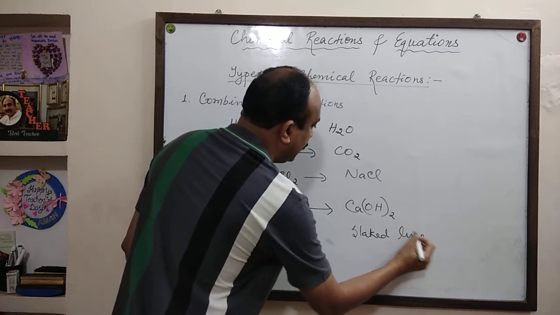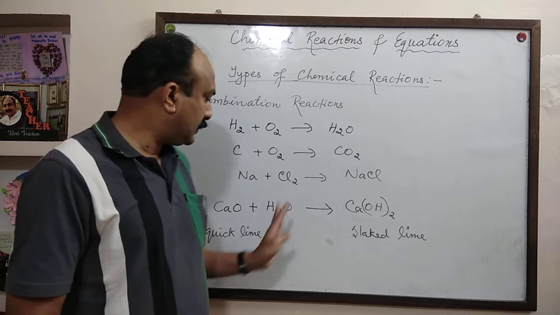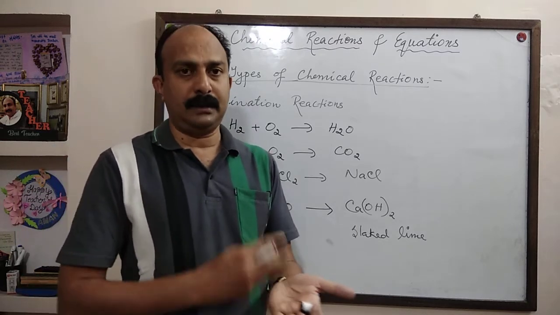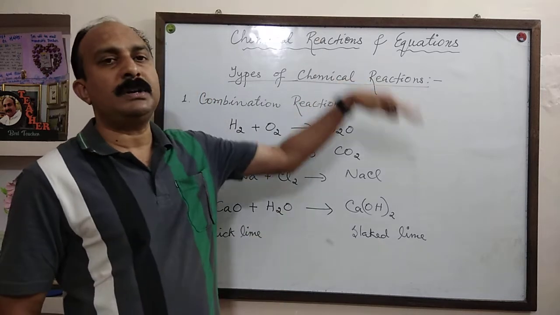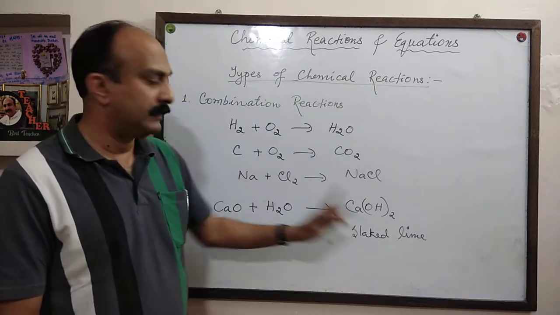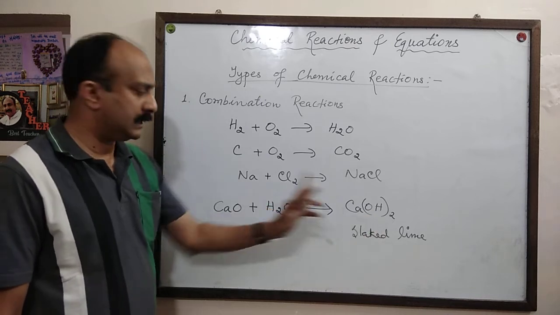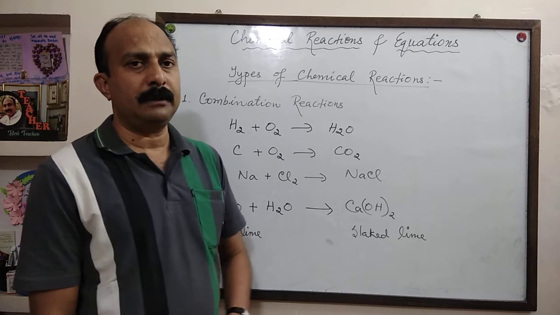S-L-A-K-E-D, slaked lime. Slaked lime is an emulsion of quicklime and water, which is used for making pan, and it is also used for whitewashing the floor. That is slaked lime. This is also an example of combination reaction. CaO, quicklime, adding water gives slaked lime.